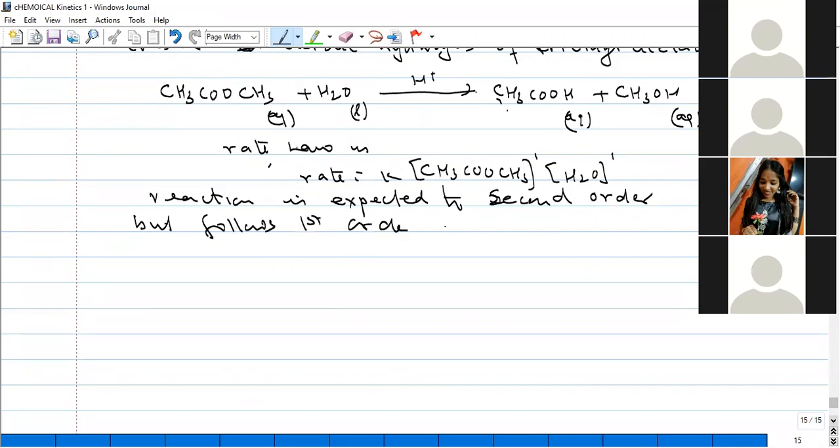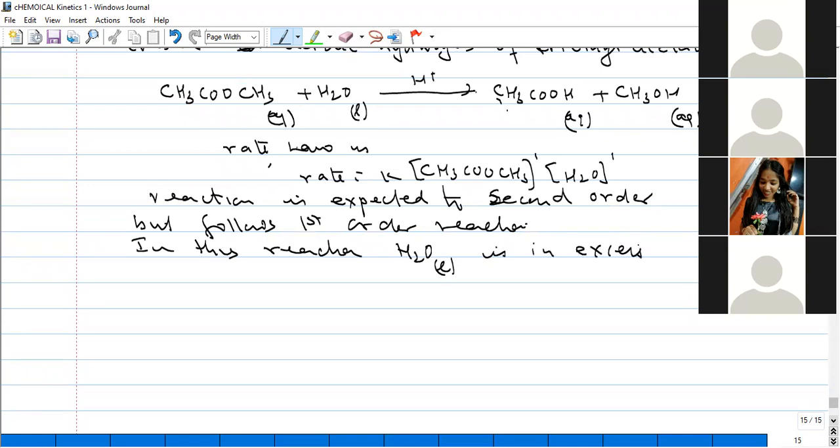How come that? Here, in this reaction, water is in excess. And for anything in excess, if there is a change in its concentration, it doesn't affect the rate.